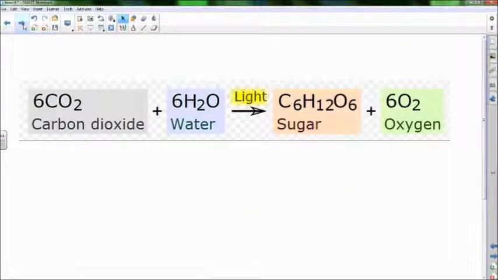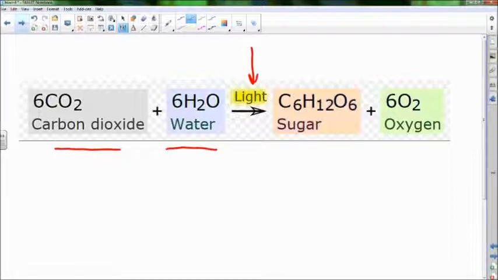Okay, here is the equation for photosynthesis. So here we see the carbon dioxide and the water. We add those together. Light is used as the energy to drive the reaction. We get out the sugar glucose. C6H12O6 is just the chemical formula for glucose, and then we get out oxygen.